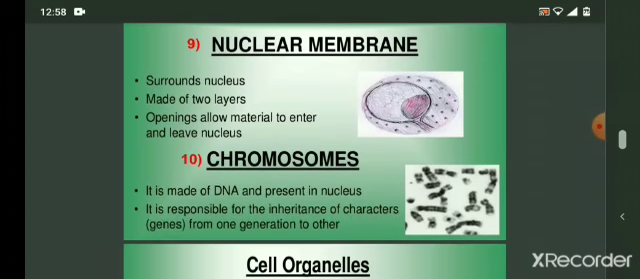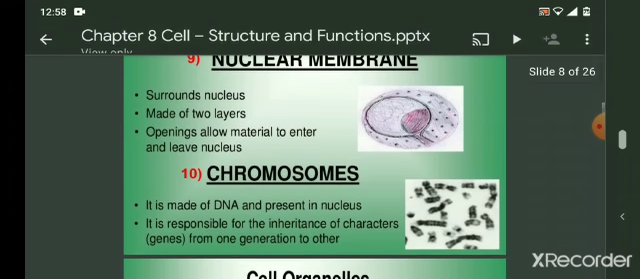Now there is a nuclear membrane. Nuclear membrane surrounds the nucleus. It is made up of two layers. Now inside the nucleus there are chromosomes, as you can see in the lower figure, which are made up of DNA and are responsible for the inheritance of characters. Means the characters which we get from our parents, like the color of skin, color of hair, are decided by the genes that we get from the parents. And these are present in the chromosomes, and chromosomes are present inside the nucleus.